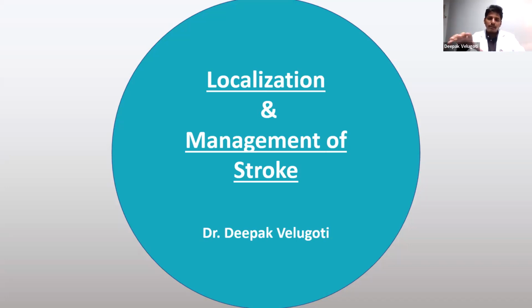Before starting to talk about localization and management, I just want to give you a brief explanation of what a stroke is. Stroke is an abrupt onset of focal neurological deficits that can be attributable to any vascular cause. It should be differentiated from a transient ischemic attack with the help of timing. In stroke, the symptoms last more than 24 hours, but in a transient ischemic attack, symptoms last less than 24 hours.